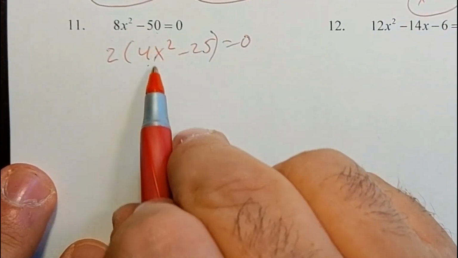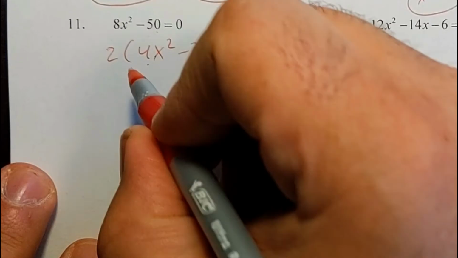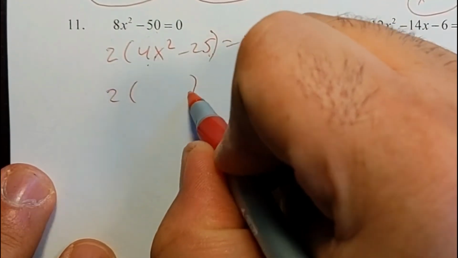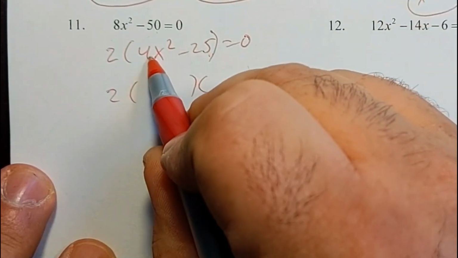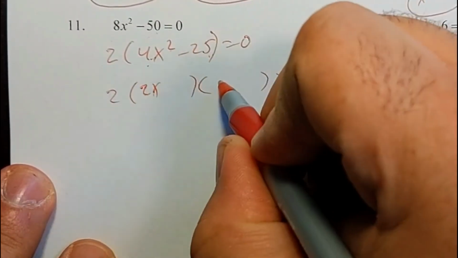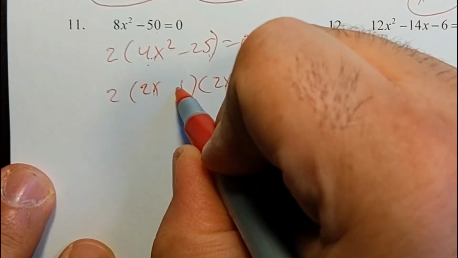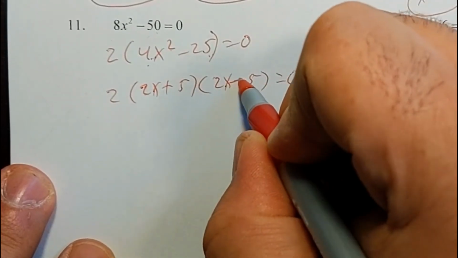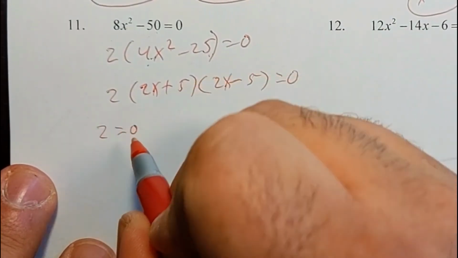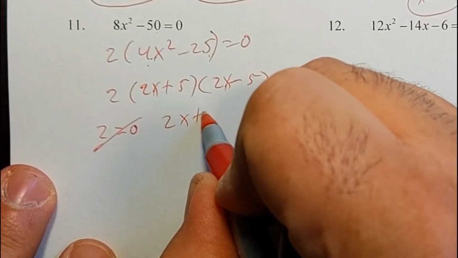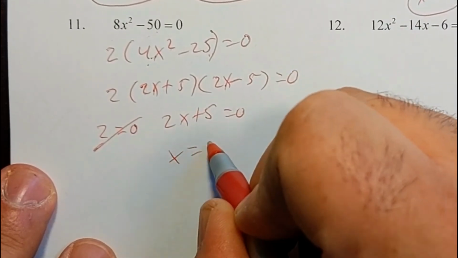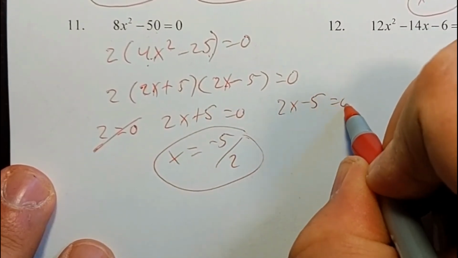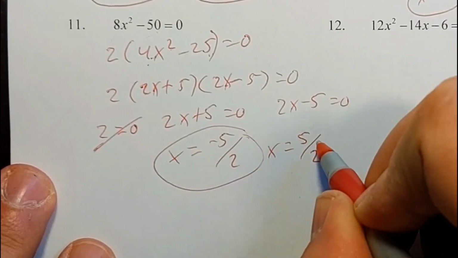4x squared is a perfect square. 25 is a perfect square. So I'm going to continue like I did on 9 and 10. 4x squared square rooted gives me 2x. 25 square rooted gives me 5. One's a positive, one's a negative, just like before. So 2 equal to 0 doesn't work. 2x plus 5 equal to 0 gives me negative 5 halves. And then 2x minus 5 equal to 0 gives me positive 5 halves.